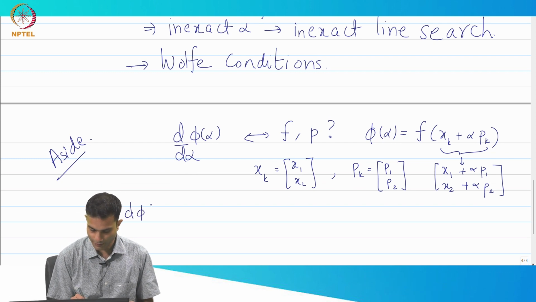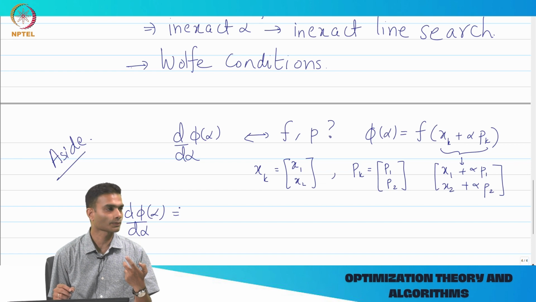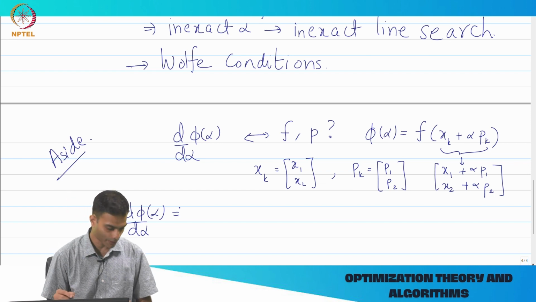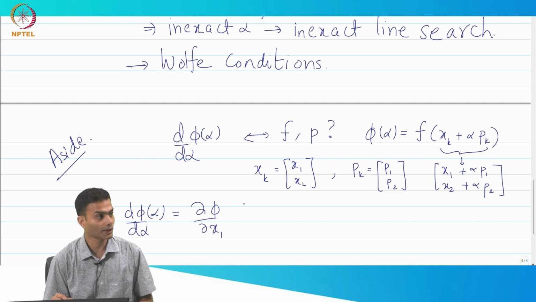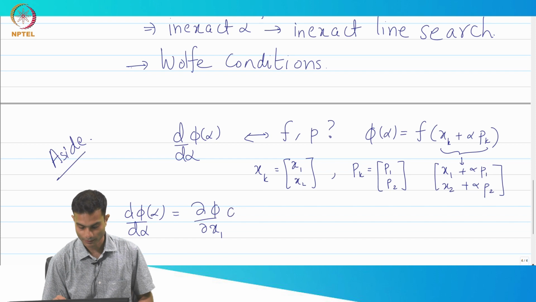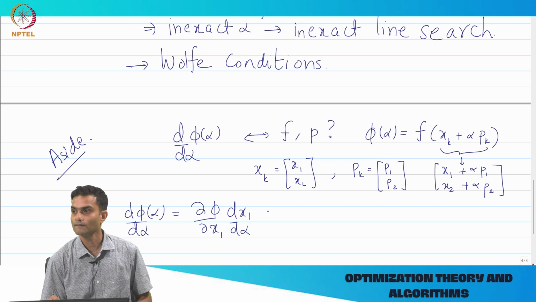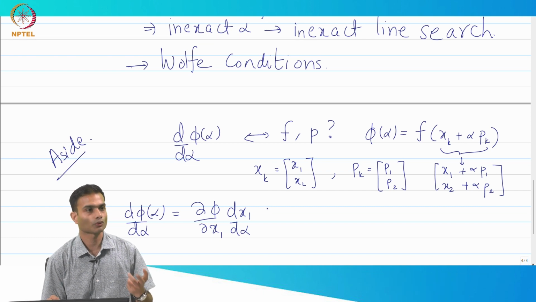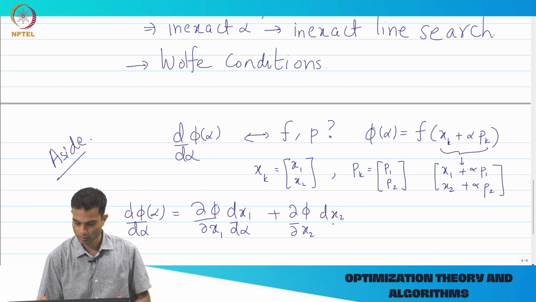So d phi alpha by d alpha will be, by chain rule, there are 2 variables over here in the problem, so there will be 2 partial derivatives, right? So I'm going to have d phi by d x1 multiplied by d x1 by d alpha. Is that all? There has to be one more, right? Phi depends on x1 and x2. So there has to be one more term over here, right?